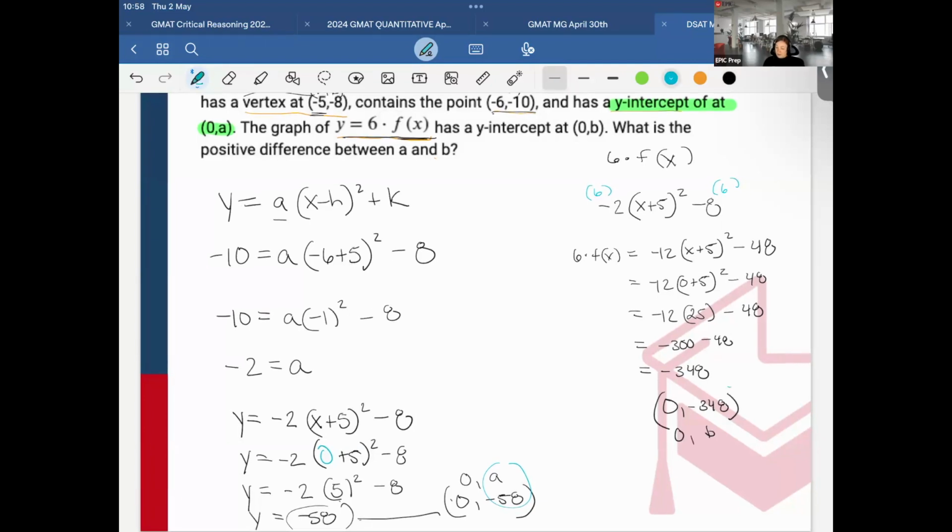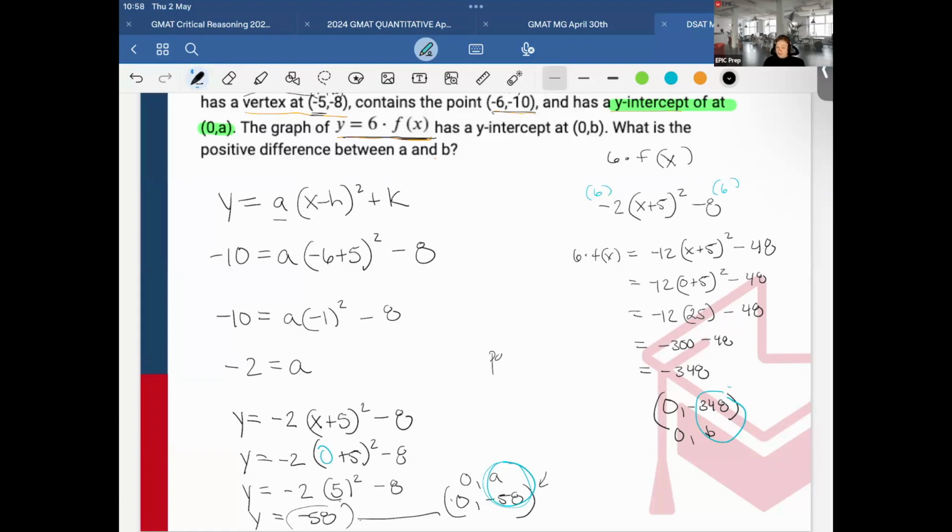Okay, so I have my b value, my a value, and then I can find the positive difference between the two. But also just to show the shortcut of that one, I could have simply multiplied -58 times 6, because -58 times 6 is -348. Because I know everything will just be amplified, or multiplied, by 6.